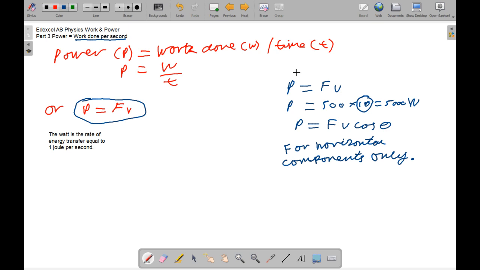So that's the definition of power. That's the worst joke you're gonna get in physics ever.